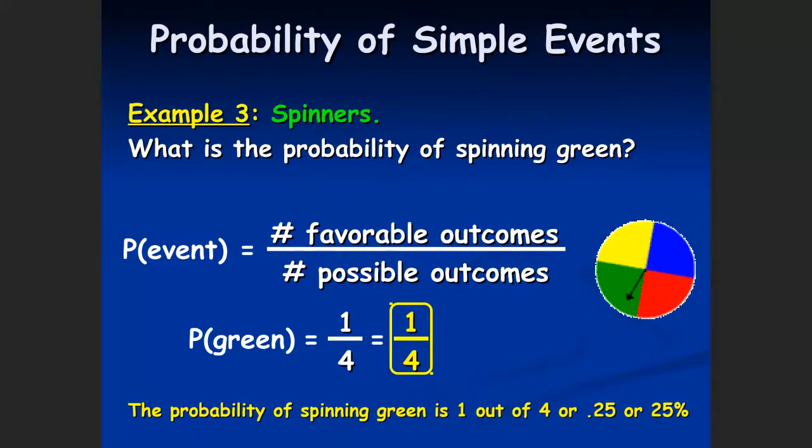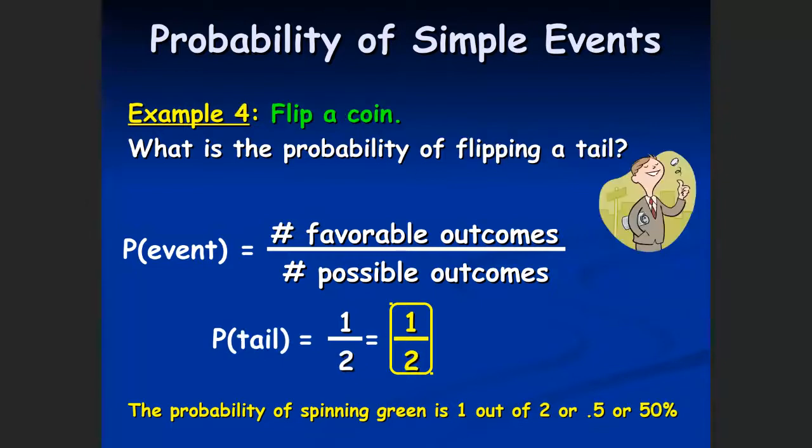Probability of a spinner. What is the probability if you spin the spinner and it is green? Well, 1 out of 4. So the number of favorable outcomes is 1. Possible outcomes is 4. So my answer would be 1/4. Probability of flipping a coin. What is the probability of flipping a tail? Well, number of favorable outcomes, 1. Possible outcomes, 2. There's only 1 tail on it. So as you see, they're fairly easy to do.